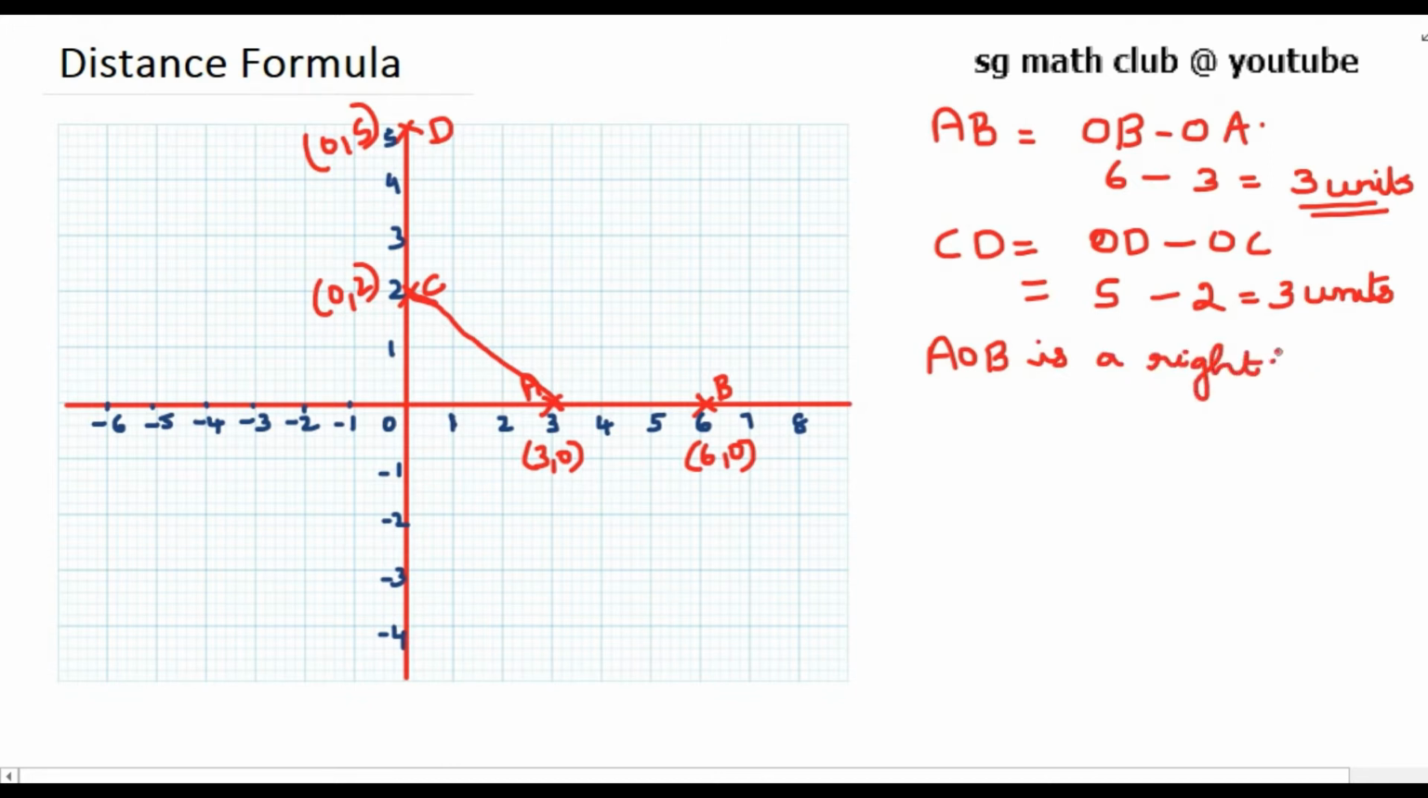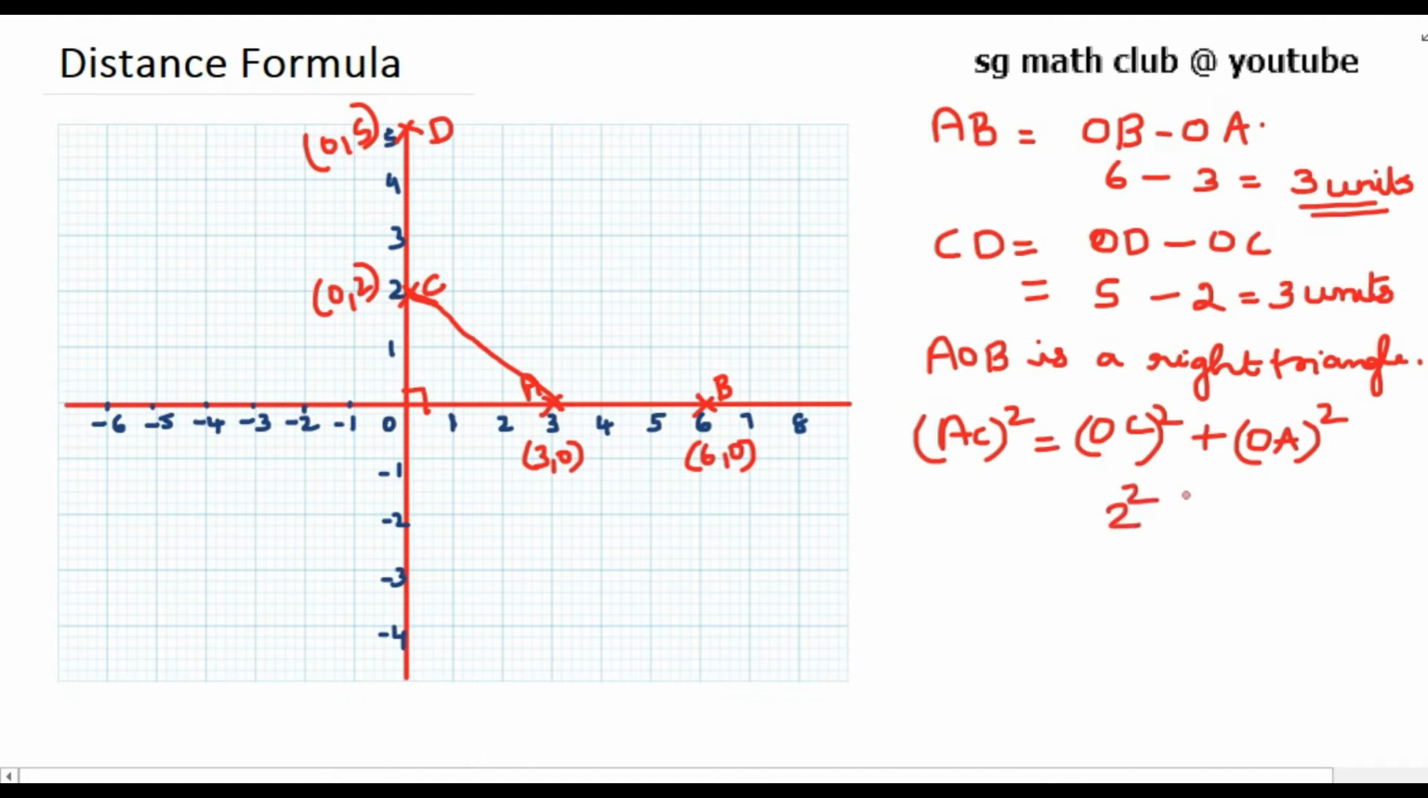Since it is a right angle triangle, I can use the Pythagoras theorem to find out the side AC. So I can write AC square is equal to OC square plus OA square. OC is the distance from origin to C, that is 2 units, so 2 square, and OA is the distance from origin to A, which is 3 units, so 3 square. That is equal to 4 plus 9, which is equal to 13. So AC square is 13 and AC will be root 13. The distance between these 2 points is root 13 units.